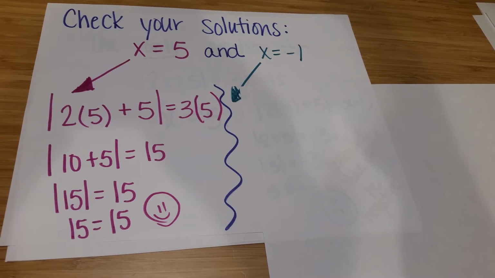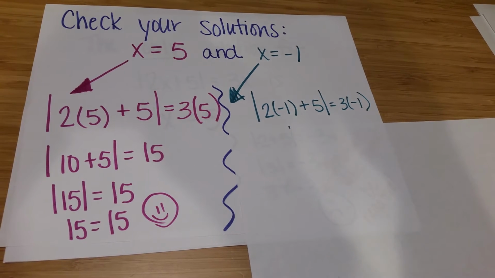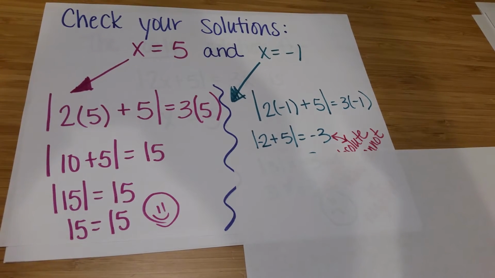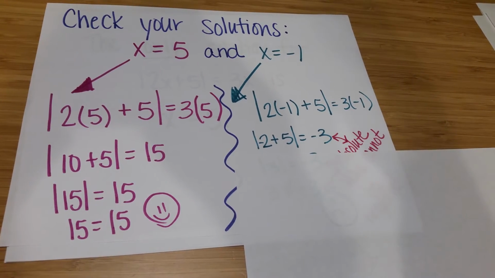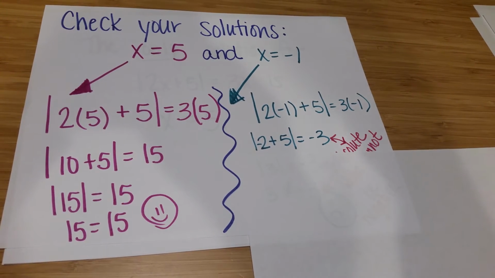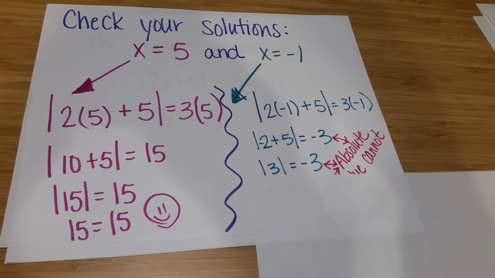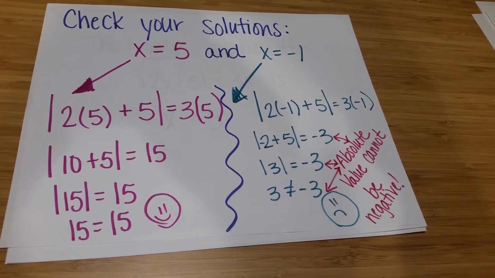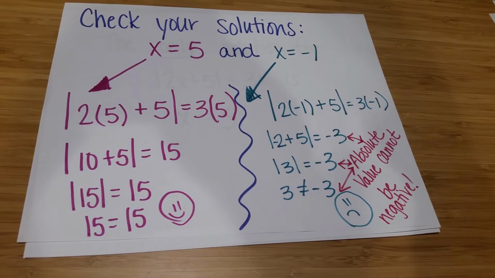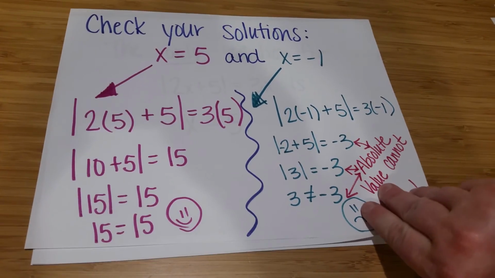When we substitute x equals negative 1 in, we get the absolute value of 2 times negative 1 plus 5 is equal to 3 times negative 1. We get a quantity of the absolute value of negative 2 plus 5 equals negative 3. Right there, you probably see some warning signs that this is not going to work. That simplifies to the absolute value of 3 equals negative 3. And as we know, 3 is not equal to negative 3 because there is no possible negative value for absolute value. Therefore, x equals negative 1 is an extraneous solution and cannot be considered a solution of the equation.